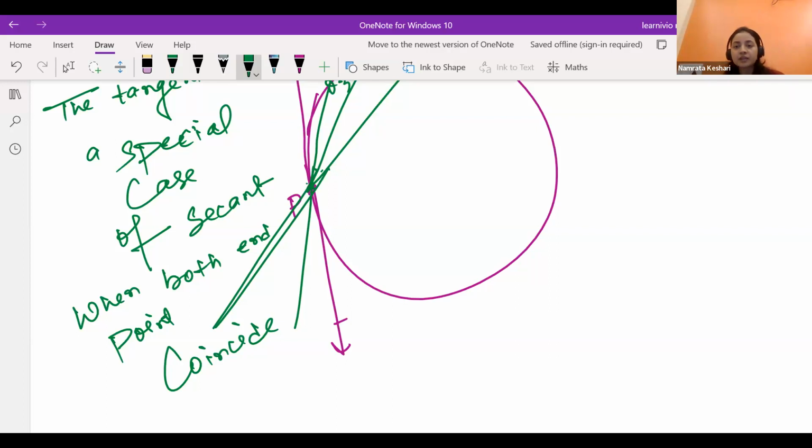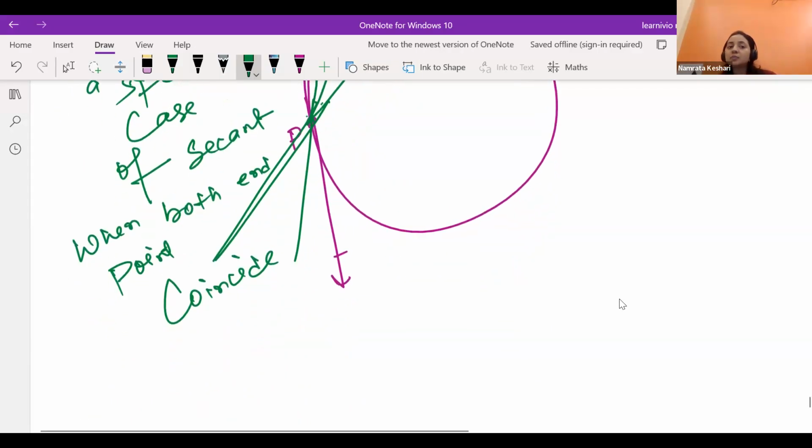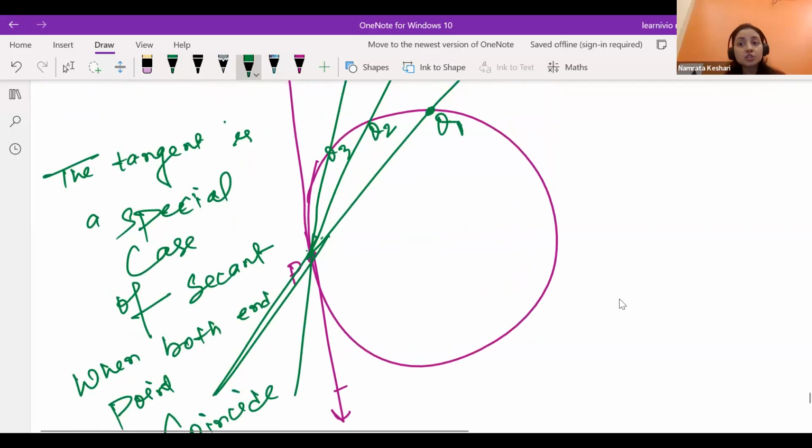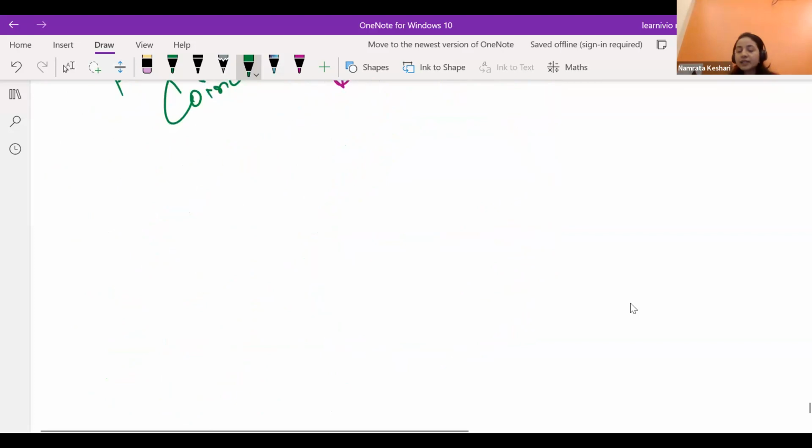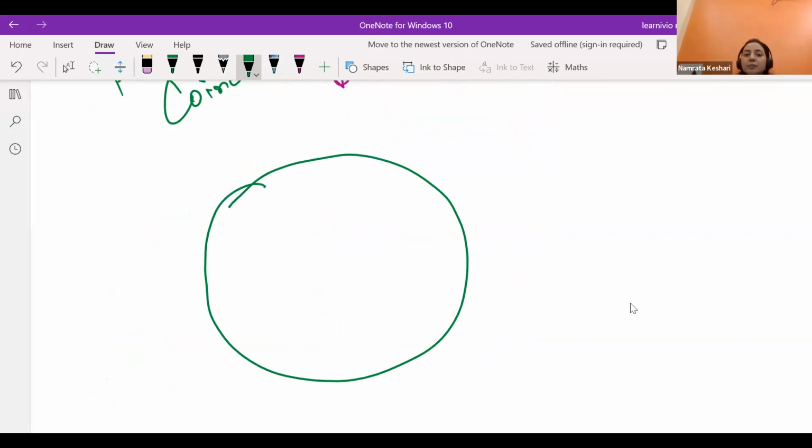Yes, ma'am. ओके, सो टैंजेंट कहाँ से मिला? सेकेंट से मिला। कब मिला? जब सेकेंट के जो एंड पॉइंट थे, जो पॉइंट ऑफ इंटरसेक्शन था, वो क्लोज आते आते दोनों एक दूसरे पे लाई कर जा रहे हैं, तो हमें एक टैंजेंट मिल जा रहा है। वही मैंने स्टेटमेंट में लिखा है कि टैंजेंट इज नथिंग बट जस्ट अ स्पेशल केस ऑफ सेकेंट, when both the end points coincide. Clear? Yes, ma'am.